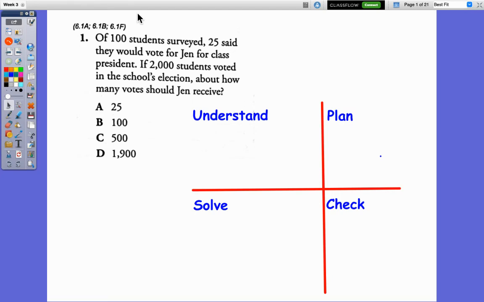We are going to be working on problems that involve rates and ratios. So go ahead and get out your notes and start writing.